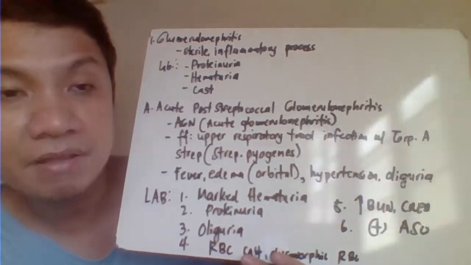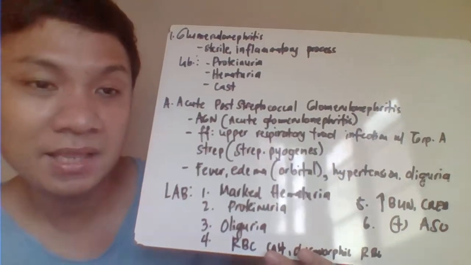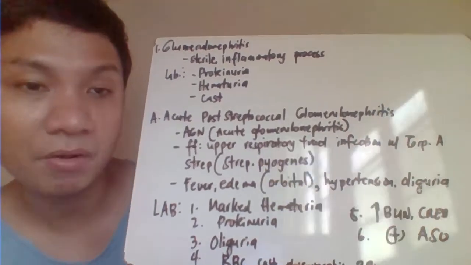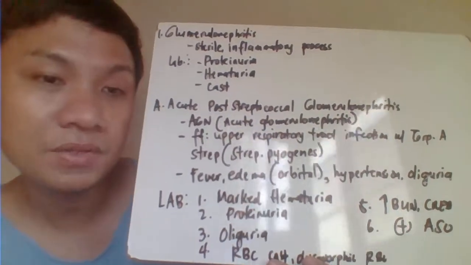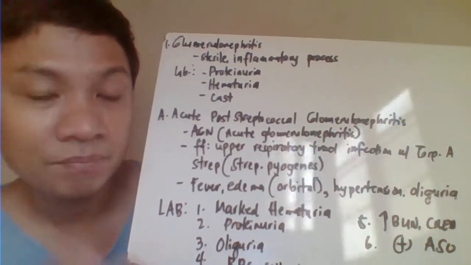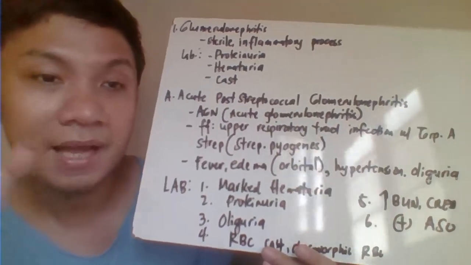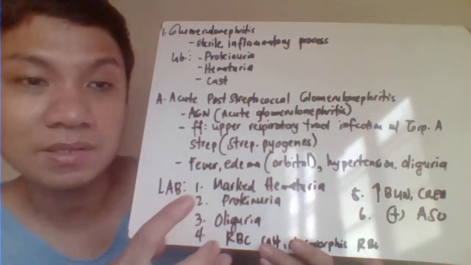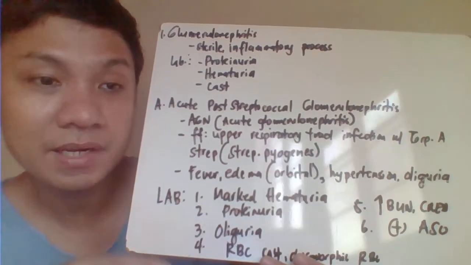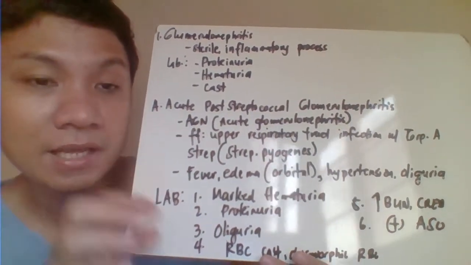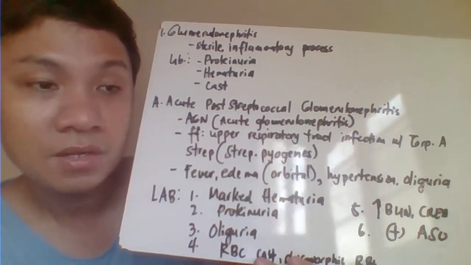Then we have here positive ASO, so anti-streptolysin O. It's because again, the patient has been affected by your strep pyogenes and their streptolysin O is immunogenic, trying to produce an antibody. And that antibody na produce because of the infection, mag-attach doon sa ating antigen, which is your strep pyogenes sa bacteria, ang kanyang toxin na streptolysin O. So magproduce sila ng antigen-antibody complex that will be deposited in your glomerulus.